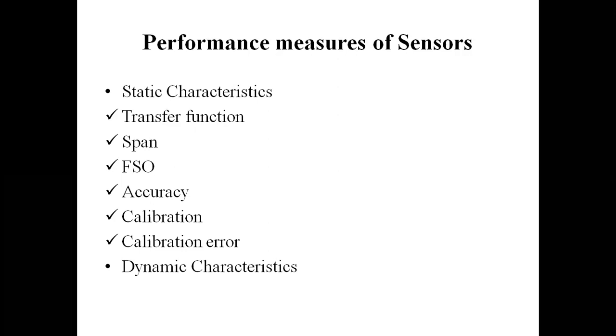The next thing we have to see is the performance measures of sensors. Actually, we have already seen them, so we will recollect the performance measures. We will classify them into two different characteristics: one is the static characteristic and the other is the dynamic characteristic.